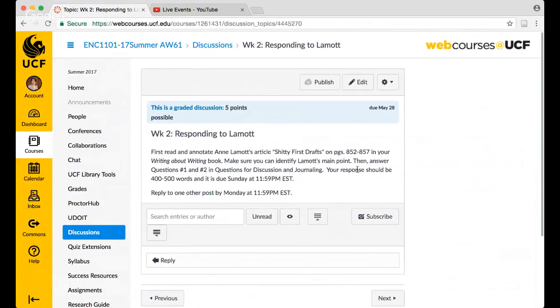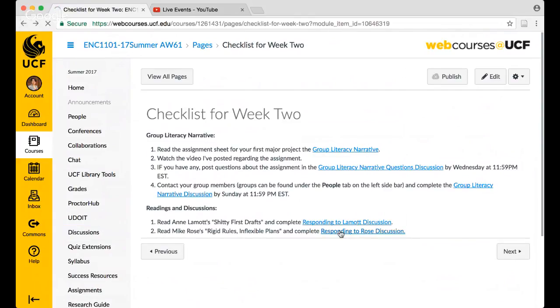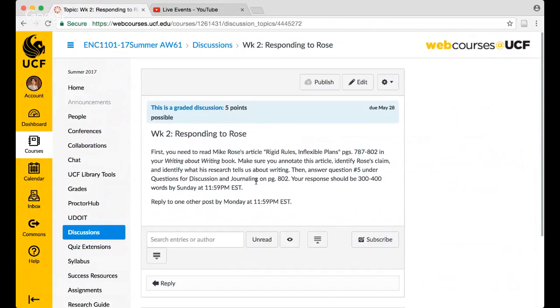You can see here, I put the book that it's in, and I ask you to identify the main point and answer some questions from the book. That's due Sunday at midnight, and then you have to respond to a peer's post by Monday at midnight. And then similarly, Mike Rose's asks almost exactly the same thing. Complete a question from the reading due by Sunday night, and then a response due Monday.